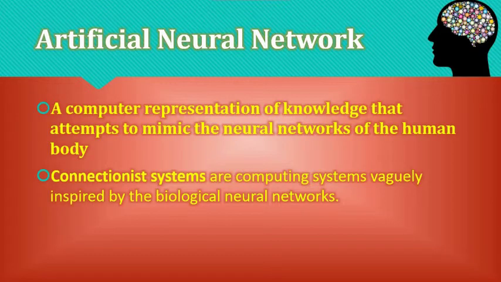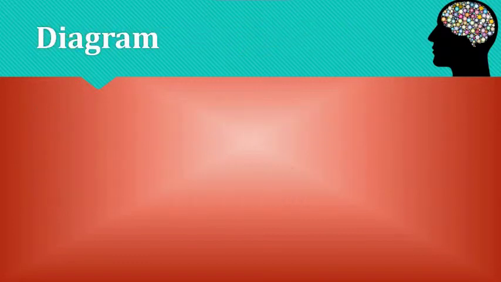Now, artificial neural network: a computer representation of knowledge that attempts to mimic the neural network of the human body. Artificial neural network is completely inspired by the human neural network system. Just take a live example, and I want to discuss the whole thing about artificial neural network by taking a live example. So I just need the imagination from you guys.